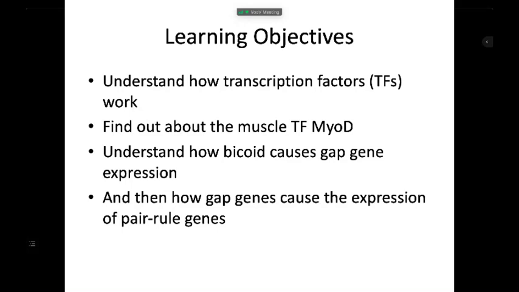Understand how bicoid causes gap gene expression, and then understand how gap genes cause the expression of pair rule genes.